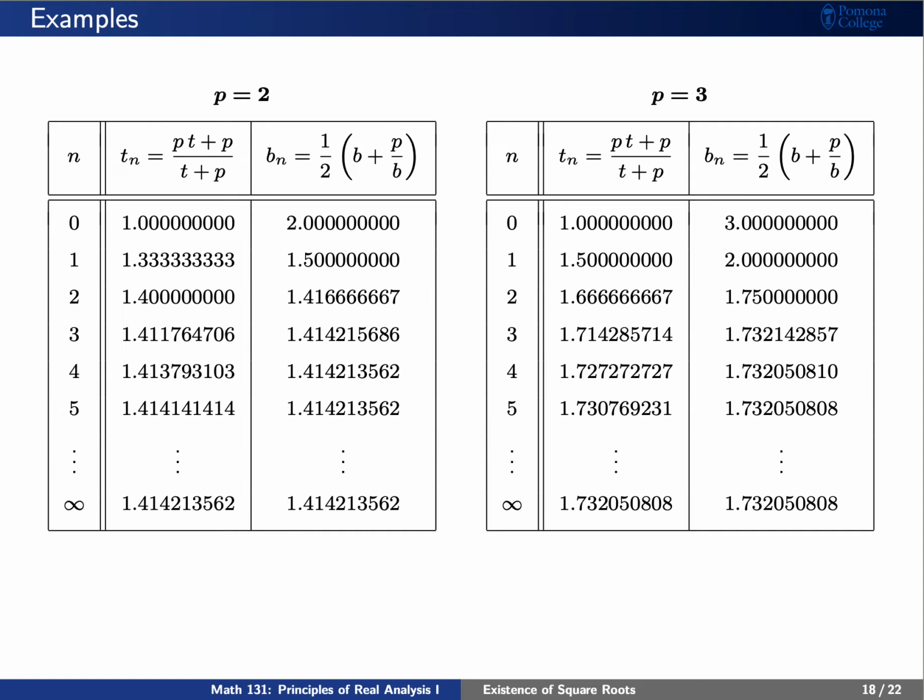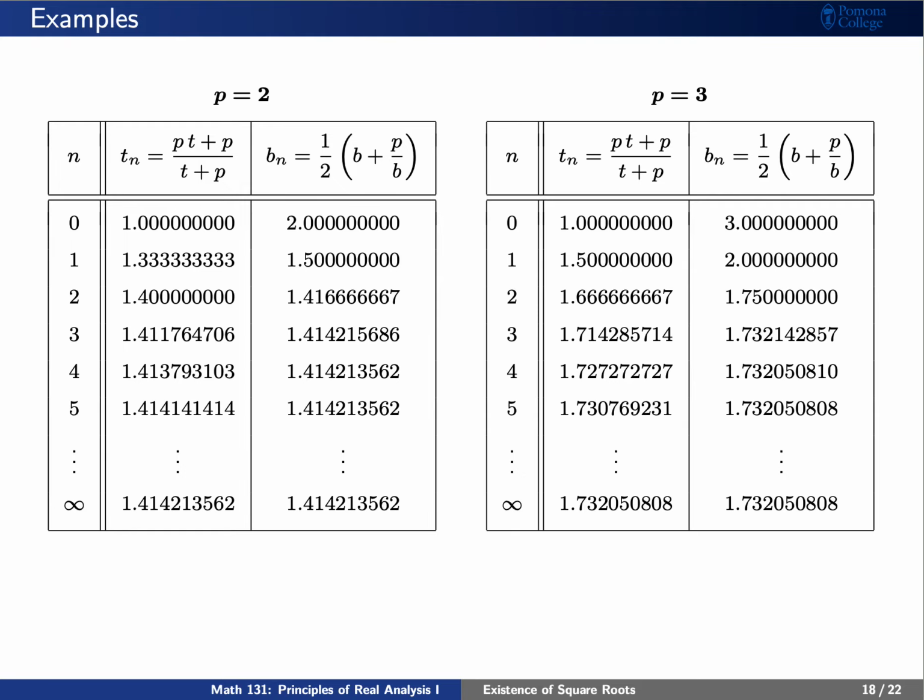On the right, you see here you have the b sub n's. We start at b sub 0 equals 2.0. We then decrease to b sub 1 equals 1.5. And we steadily decrease the sequence until we get to 1.414, again the square root of 2.